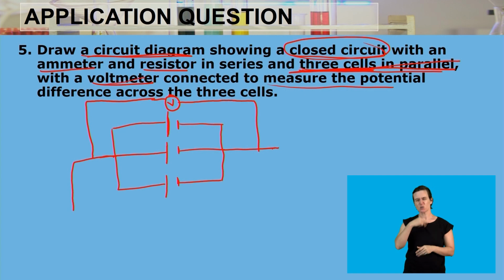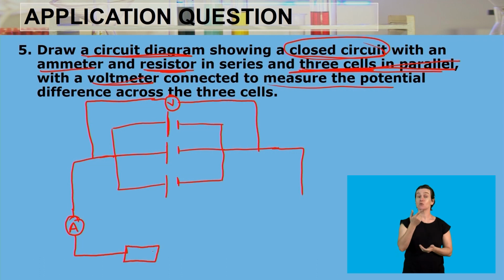What else do we need? We also need an ammeter. An ammeter has the symbol A, capital letter A. It's a device used to measure the electric current of the circuit. We also need a resistor connected in series. Remember, if they are connected in series, they need to be one after the other.